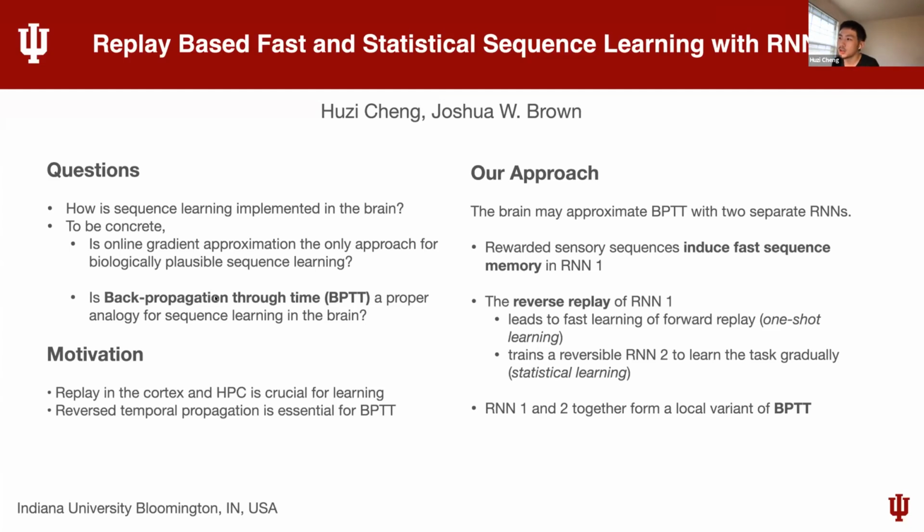So in this approach, in the first step, the rewarded sensory sequences induce fast sequence memory in RN1, and then the reverse replay of RN1 serves two purposes. The first purpose is that it leads to fast learning of forward replay of itself, and that is one-shot learning. But it is also capable of training a reversible recurrent neural network, the RN2, to learn the task gradually, and that is the statistical learning. So together, RN1 and RN2 form a local variant of BPTT.